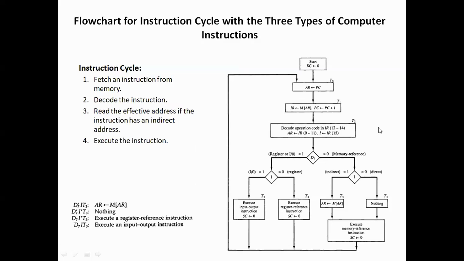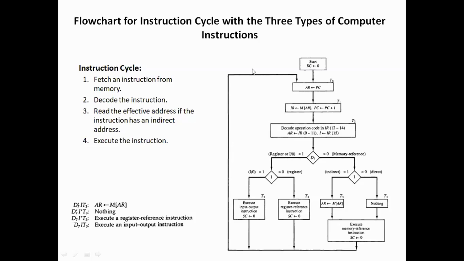And let us see this flow chart. This is a flow chart of an instruction cycle when we take all three categories of instructions into consideration. So what is an instruction cycle? We know that an instruction cycle is a sequence of steps that are followed by a computer to execute an instruction.